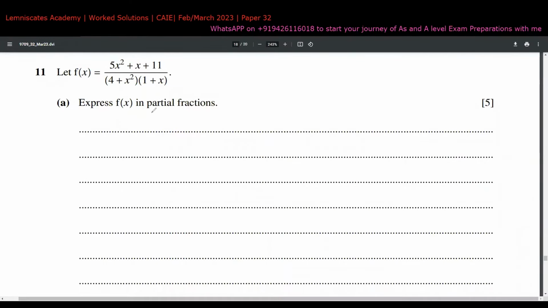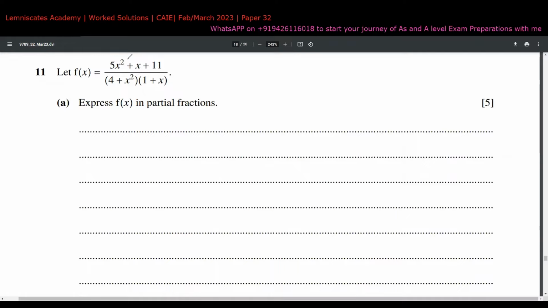Now for question 11, we are asked to split this equation basically in the format of partial fractions. And most probably part B would be either to consider that partial fraction and do the binomial expansion, or else maybe some integration or something like that. These are the kind of similar questions that you expect in paper 3.